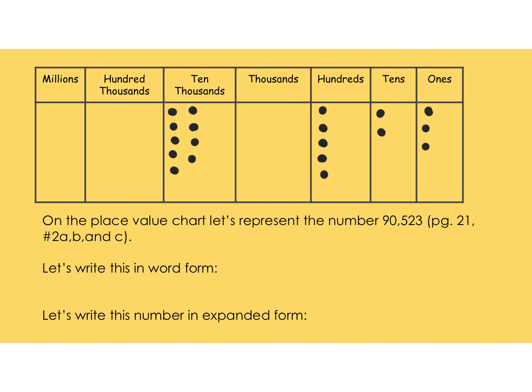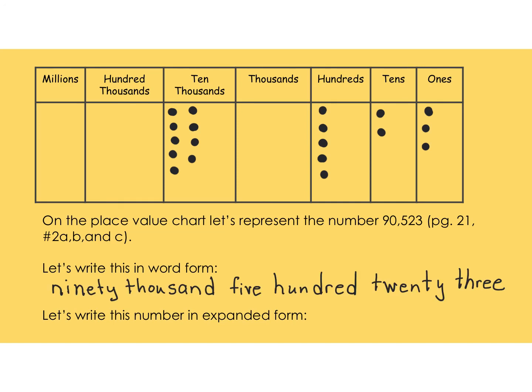Okay, now we're going to write this in word form. Remember, word form is not unit form. Unit form would be the number and the unit. Word form is we write this the way we would say it. We write out the words that we would say to say this number. So let's do that. So here's the word form.